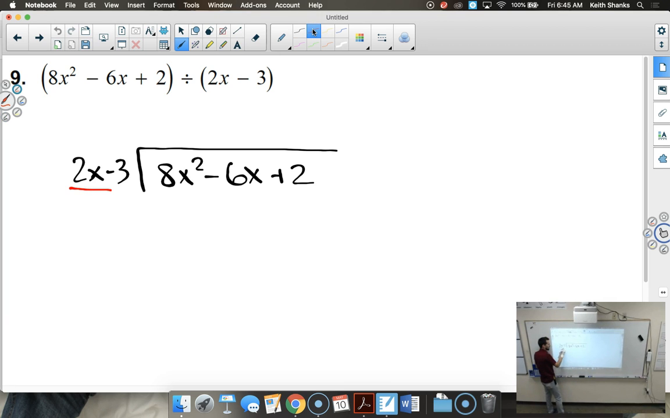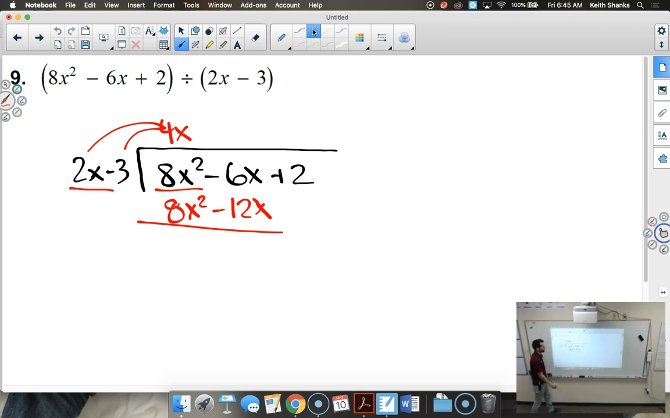What do I have to multiply 2x by to get 8x squared? That would be 4x. It's going to be 8x squared if I multiply these two. If I multiply these two, I'm going to get minus 12x. All right. Change my signs. I'm going to subtract here. So you got 6x. Bring this guy down here, plus 2.